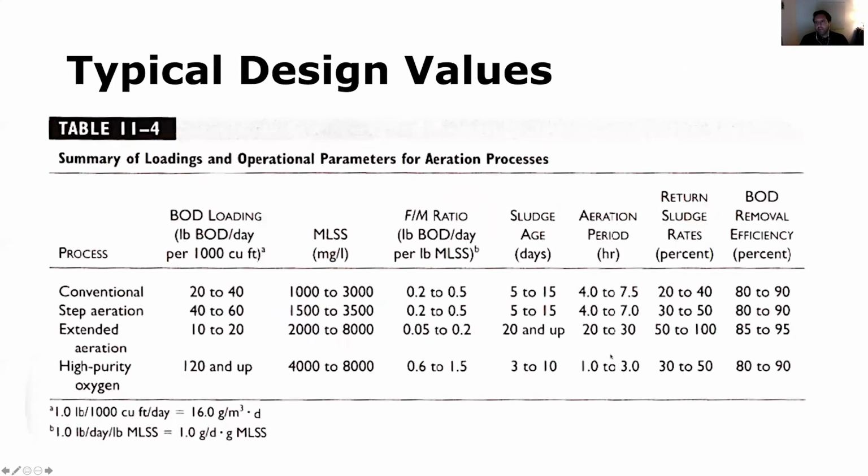This table right here comes from the Metcalf and Eddy book, and it shows just a summary of typical operational parameters, ranges you might find for aeration processes: conventional activated sludge, step aeration processes, extended aeration, and high purity oxygen processes. So you have this typical range that you can use when you're working on a design problem.